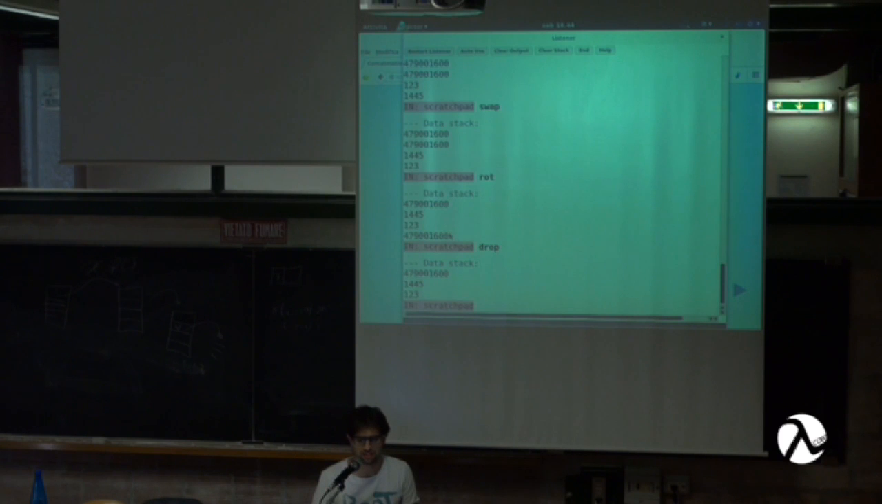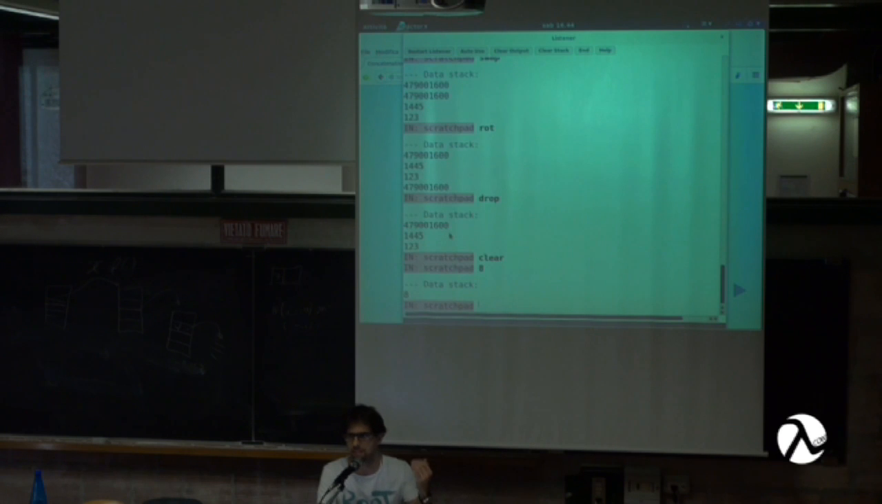And I will show just the only one that I need, which is called by. As far as I know, this does not have an analog in other programming languages. It's something that you use when you want to apply two functions to a value. So say I have a value on the stack, like, I don't know, 8.